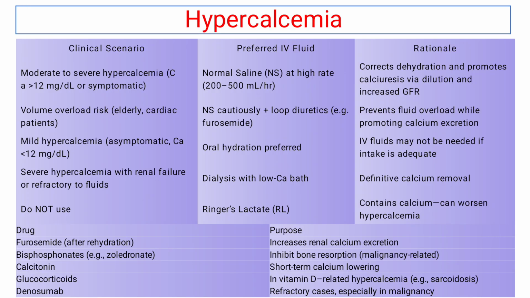In patients with moderate to severe hypercalcemia, where the serum calcium is more than 12 milligram per deciliter or the patient is symptomatic, we should always use normal saline at higher rate because it corrects the dehydration and promotes calciuresis by dilution and increased GFR. In patients with volume overload, especially elderly cardiac patients, the NS should be used cautiously. We can use loop diuretics like furosemide. It prevents the fluid overload while promoting the calcium excretion.